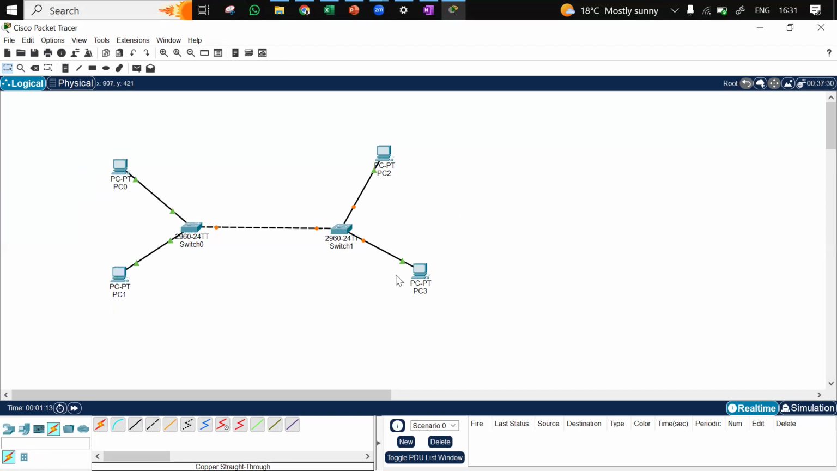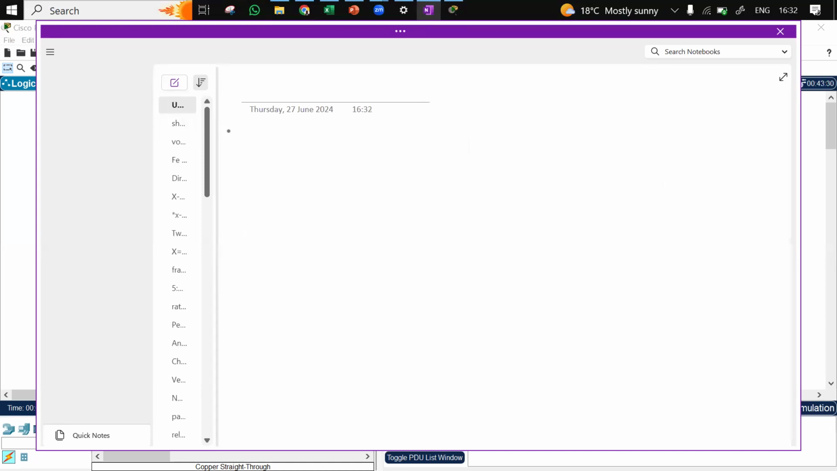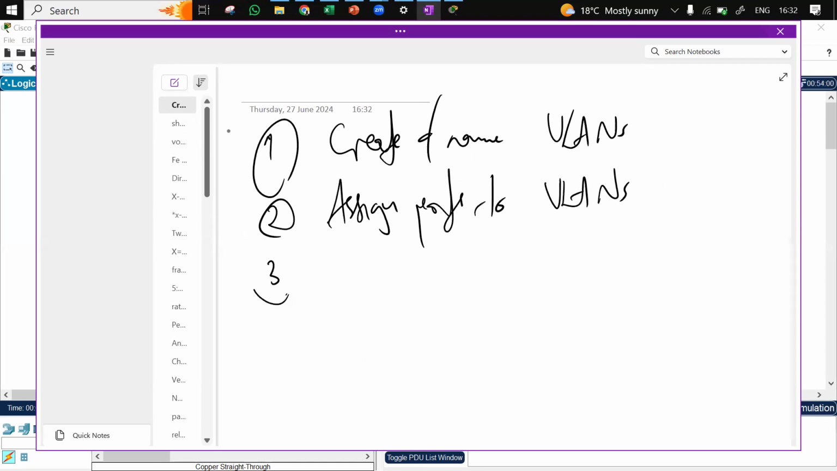We have steps in creating my VLANs. Step 1, we're going to create and name my VLANs. It's very simple. Step 2, we're going to assign my ports. Assign ports to VLANs. This is all you have to do on all VLANs.